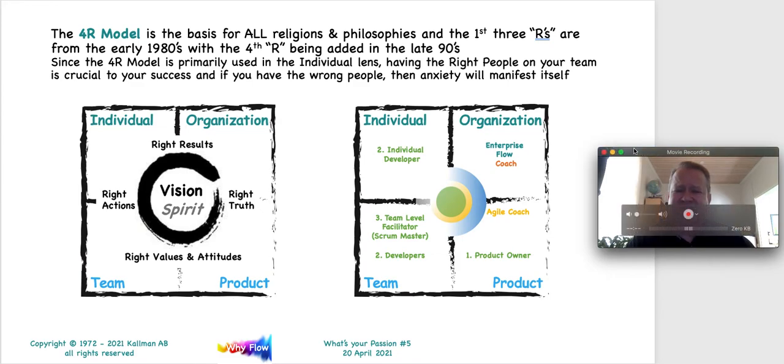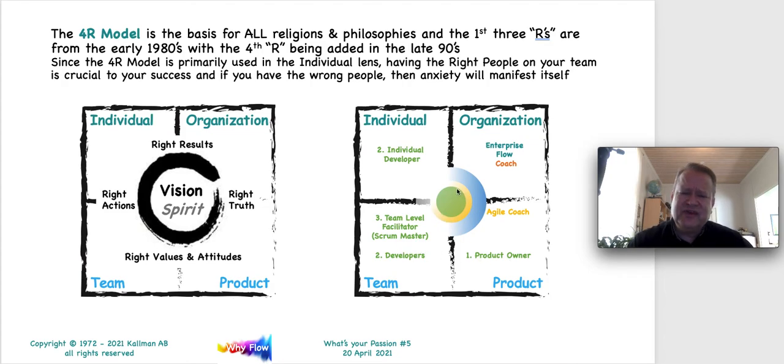Also, if you don't have the right people in the right roles in these various boxes here, via the flow friction analysis, if you've got the wrong people, then anxiety is going to manifest itself. And in the circles here, just a quick explanation of the roles. The green roles are primarily what we call agile or scrum roles. And they touch all four boxes or all four lenses. But, for example, a scrum master is going to spend most of their time at the individual and team level, and somewhat with the product owner.